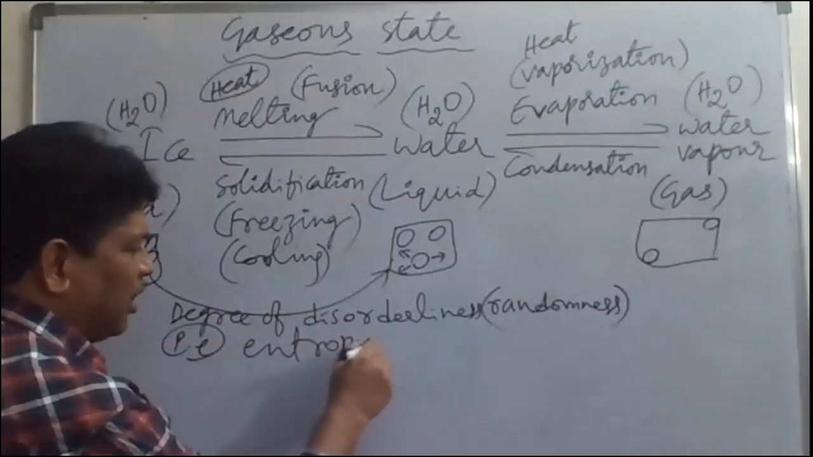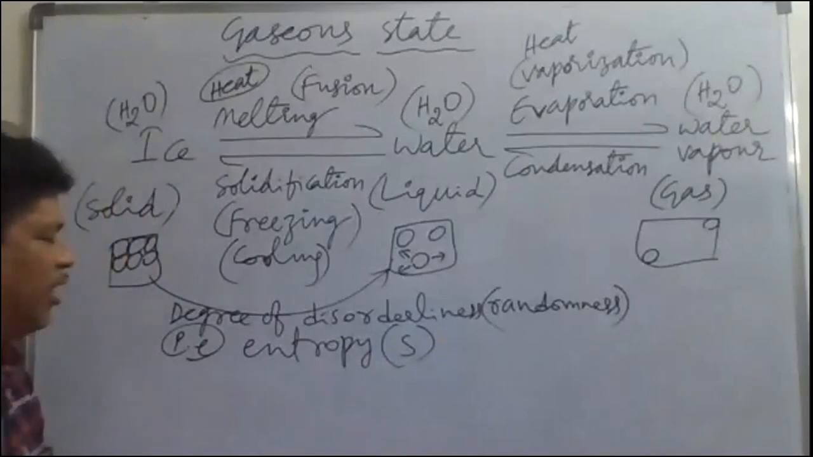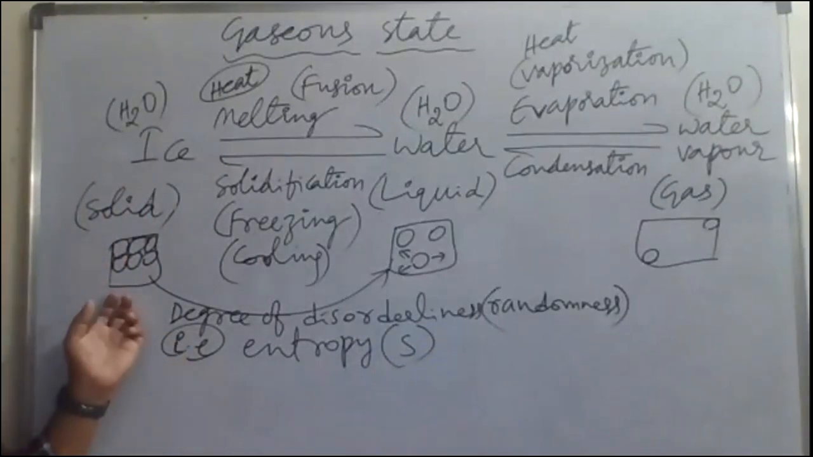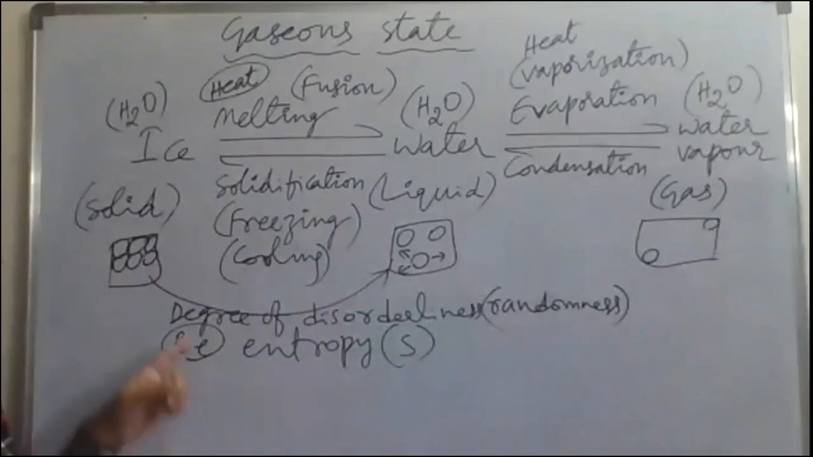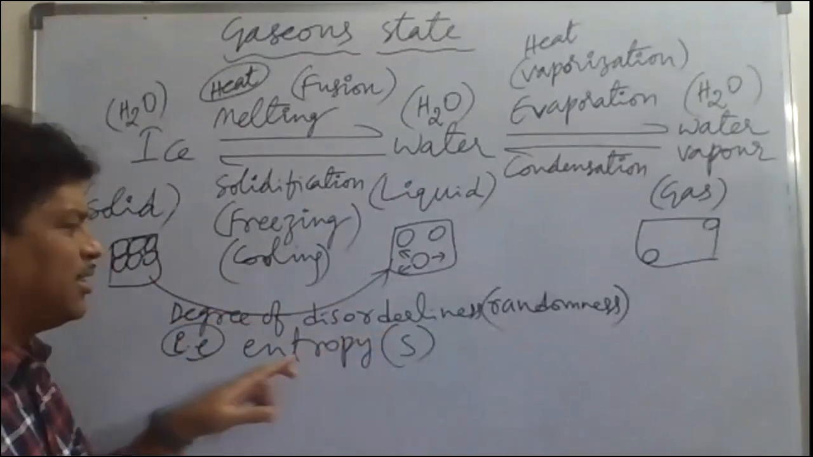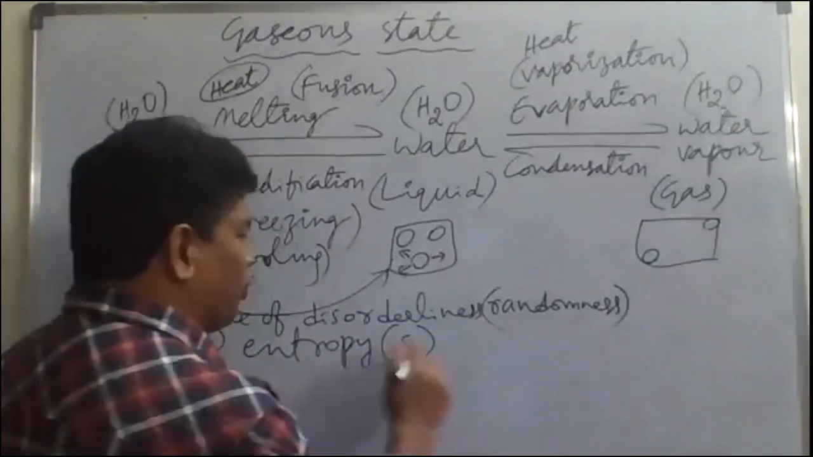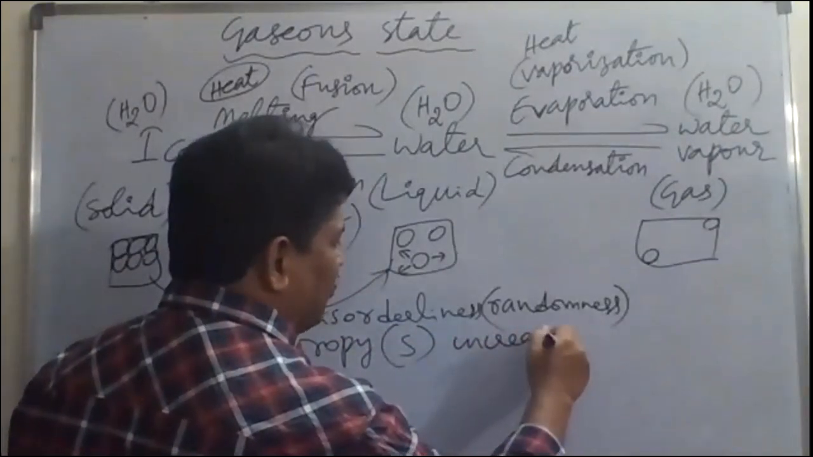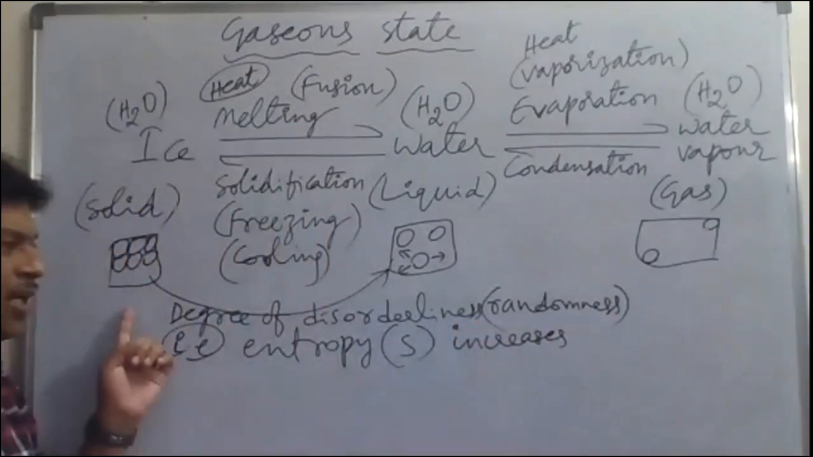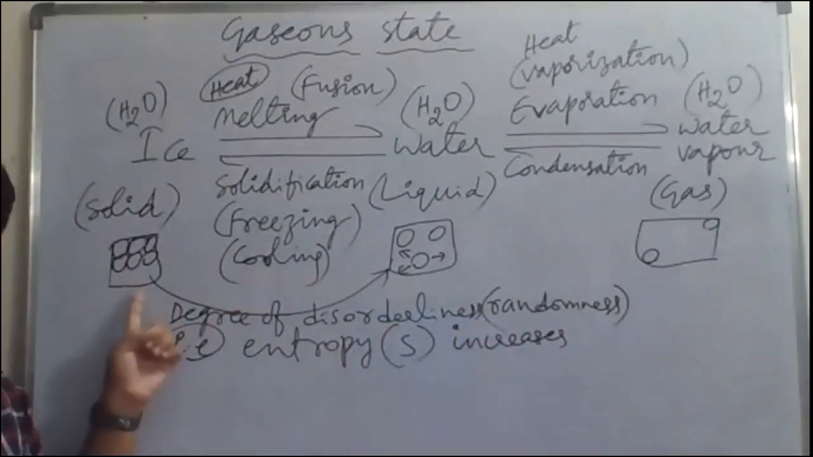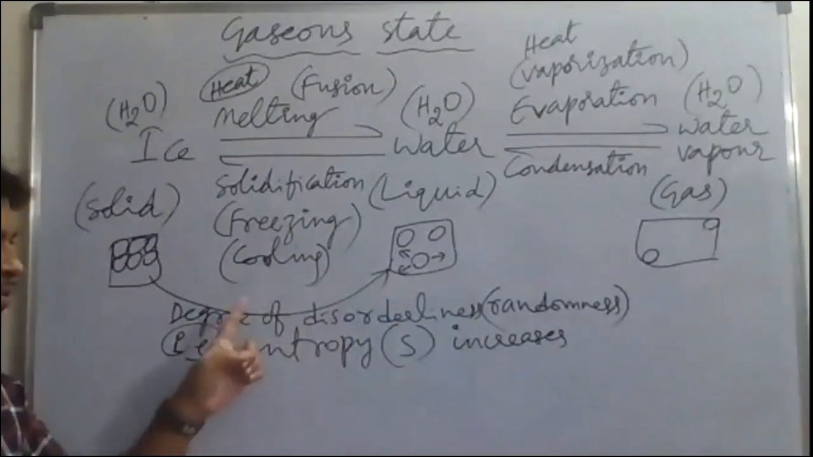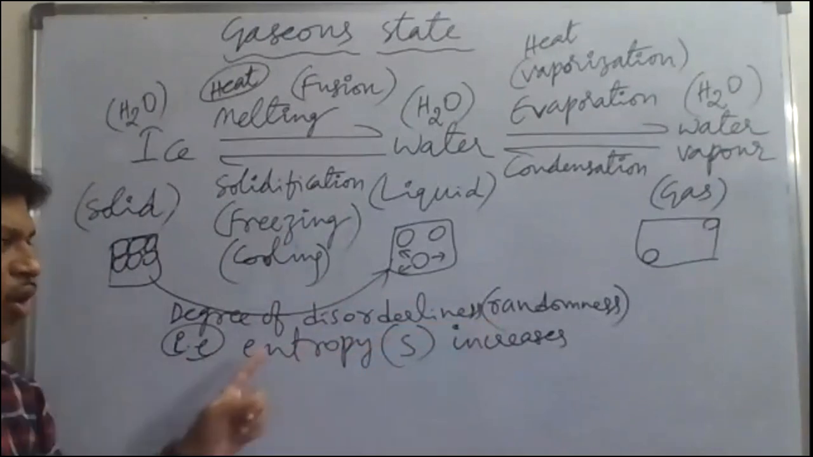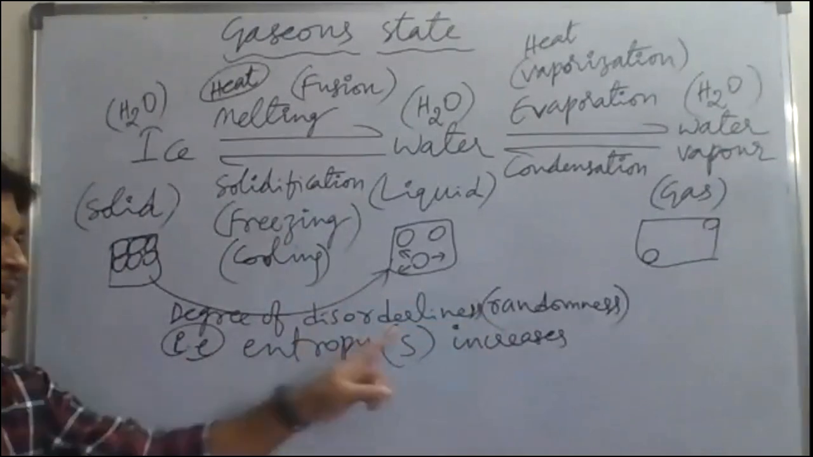What is it called? Entropy is given by S. So the entropy of the system increases here. The degree of disorderliness, that is the degree of randomness, that is entropy, increases. If solid converts into liquid, the degree of disorderliness, that is the degree of randomness or the entropy value, increases.